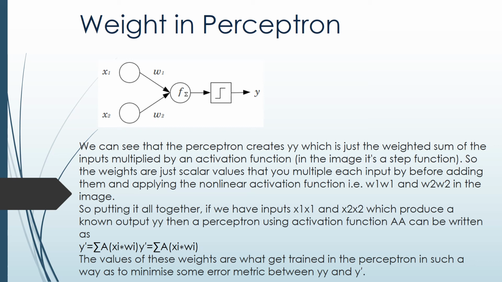So putting it all together, if we have inputs x1 and x2 which produce a known output y, then a perceptron using activation function A can be written as y dash equal to sigma A of xi into wi. The values of these weights are what get trained in the perceptron in such a way as to minimize some error metric between y and y dash.